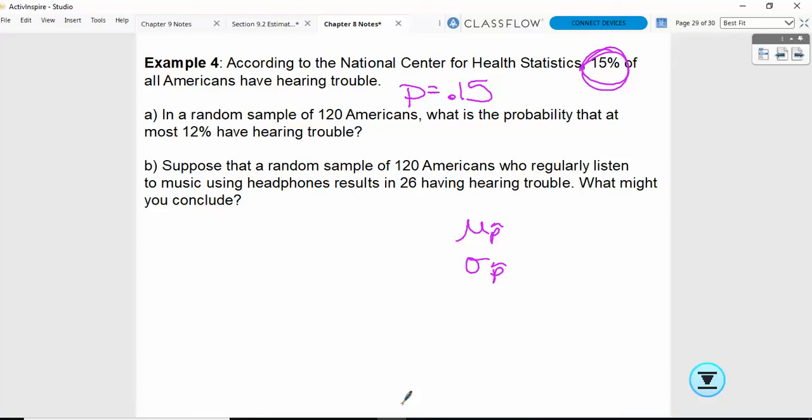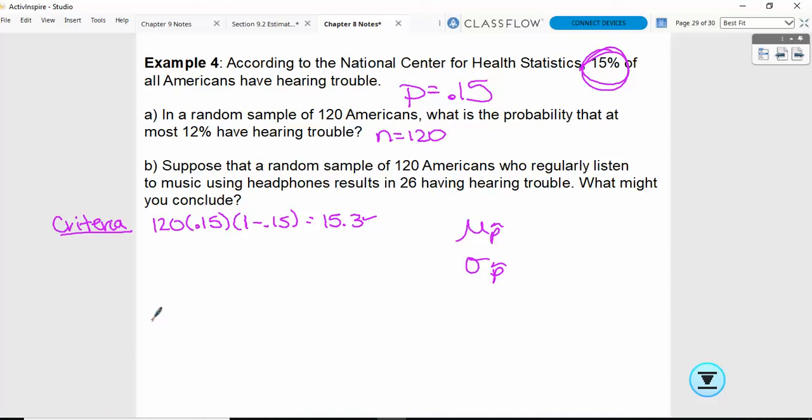Part A, in a random sample of 120 Americans, what's the probability that at most 12% have hearing trouble? So my N is 120. Before I can assume this is normal, I have to check the criteria. So N times P times 1 minus P has to be bigger than 10. I get 15.3, so that's fine.